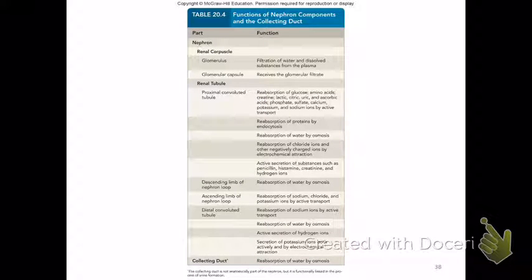Okay, this is a summary of all the nephron pieces, the glomerulus, and what they do. So what does the convoluted tubule do? What does the descending limb of the nephron loop do? So take a second and look over this. This is a nice summary here.